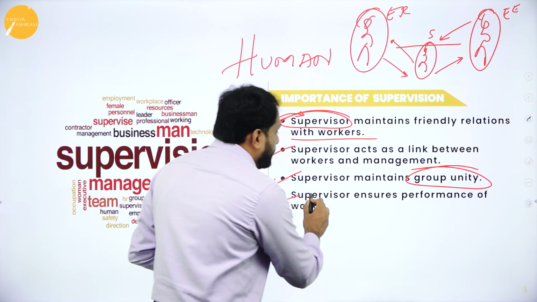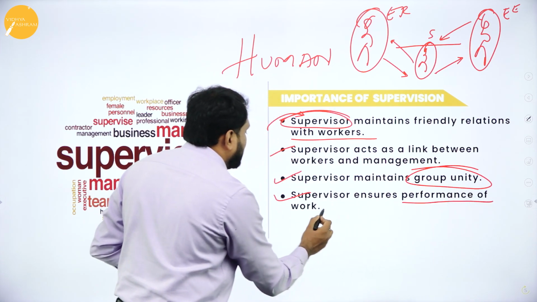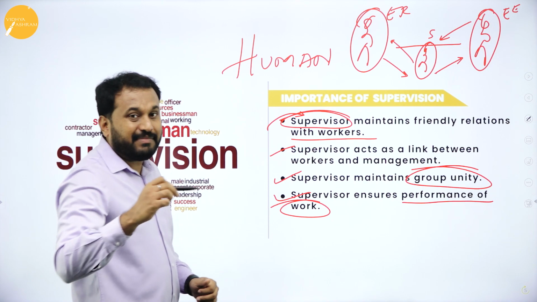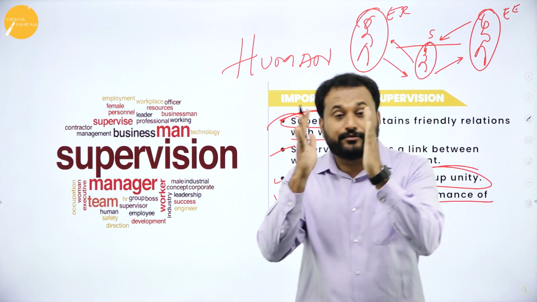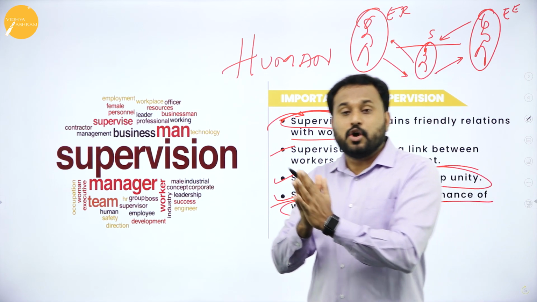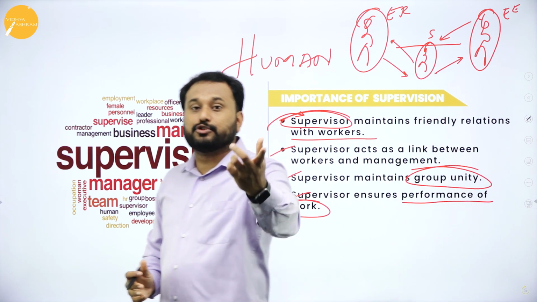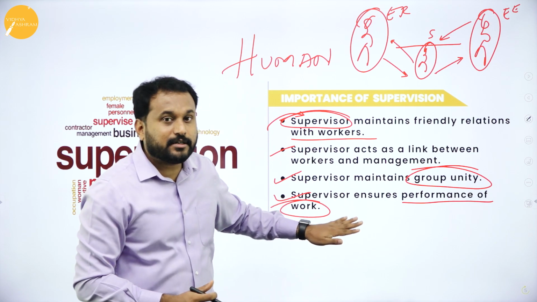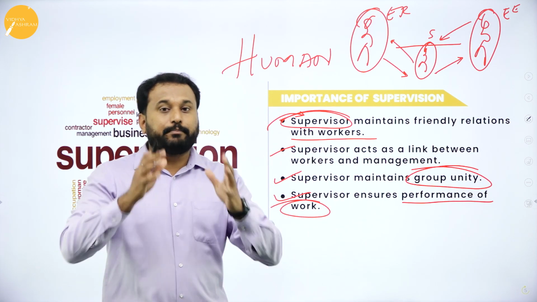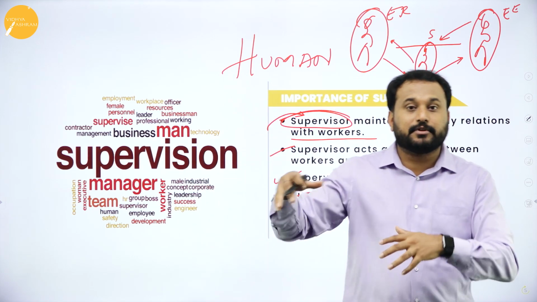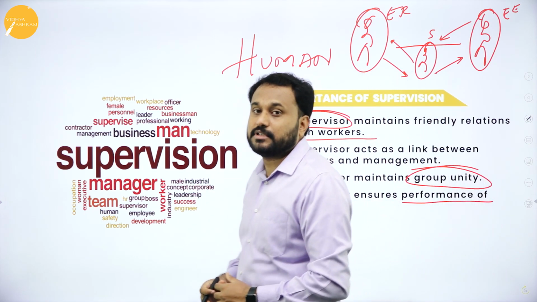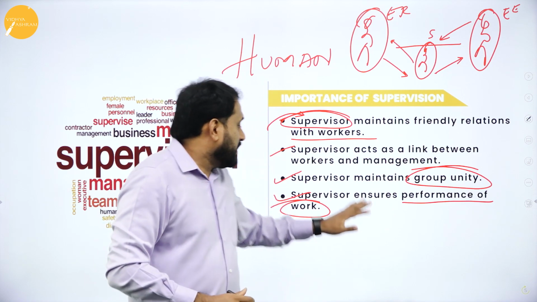The next thing is the supervisor ensures performance of work. That is the main thing for the supervisor, that he needs to think about the performance. He needs to be very clear about what people need to do and what people shouldn't do. Only then will he get to know who are the people who are performing, and who are the people who are not performing but acting as if they are performing. This is what happens in supervision.